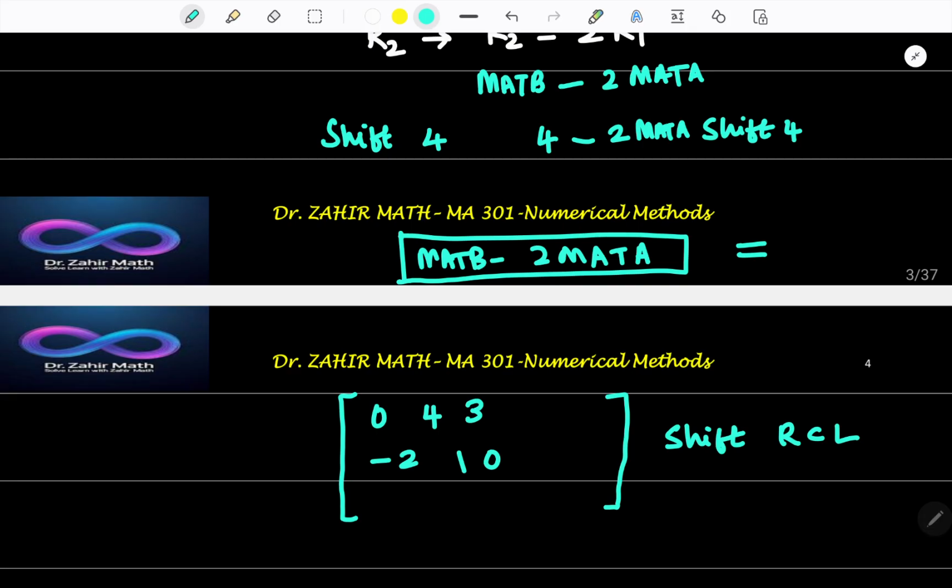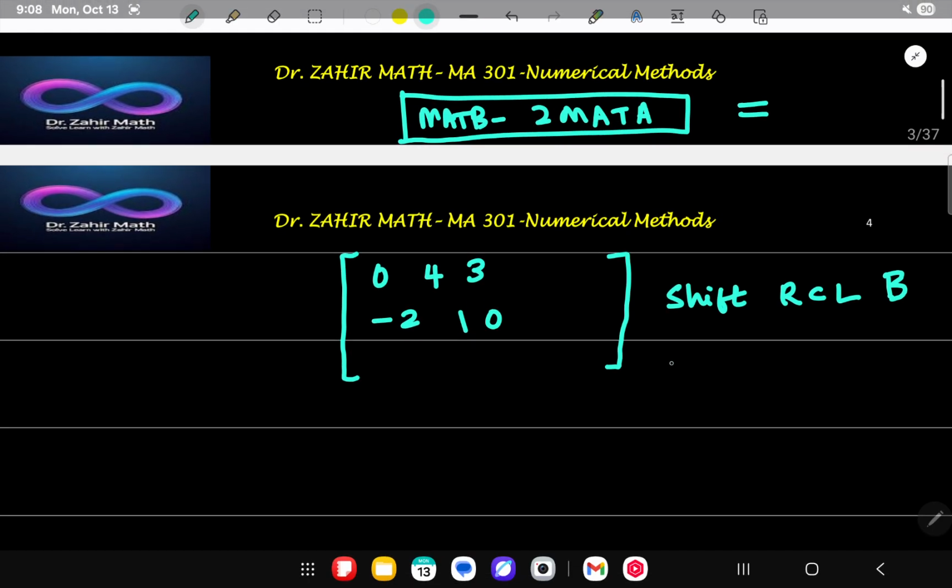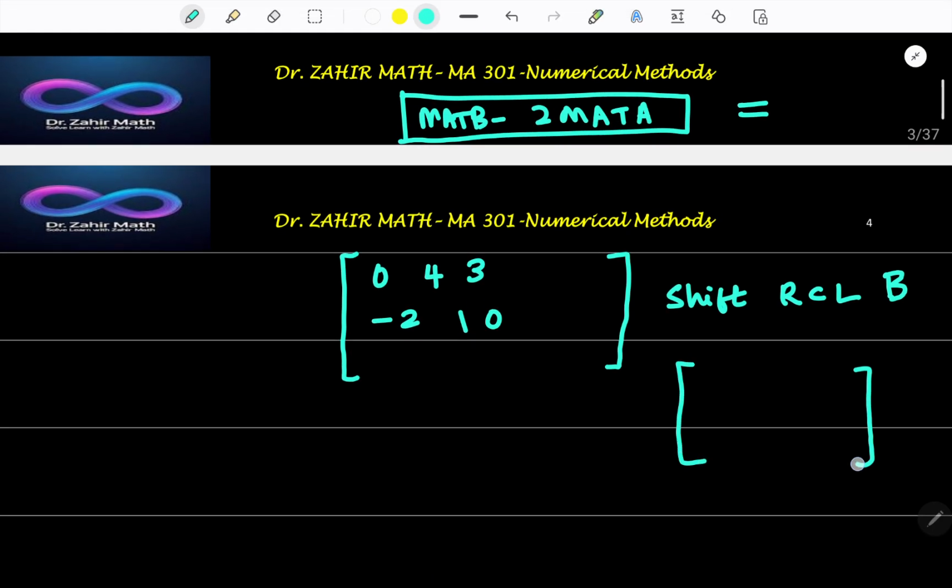When you press Shift RCL, on the second row there is a B. Press B. If you press B, your matrix looks like this. You can see there is a B in the corner, and 0, 4, 3, minus 2, 1, 0, 0, 0, 0. So this one you have to get in the calculator and you should do it. So now the data is updated.